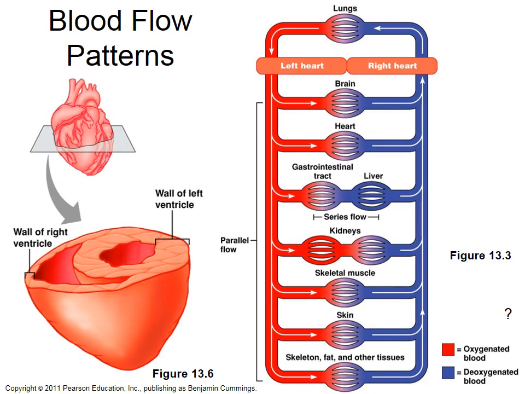Okay, the systemic circuit is a series of parallel circuits. So the left side of your heart has to work a lot harder than the right side, because the right side of your heart is only circulating blood through the pulmonary circuit, so through your lungs. And where do your lungs lie in relation to your heart? Really close, right next to it.